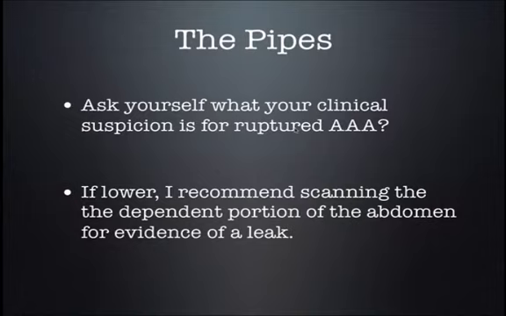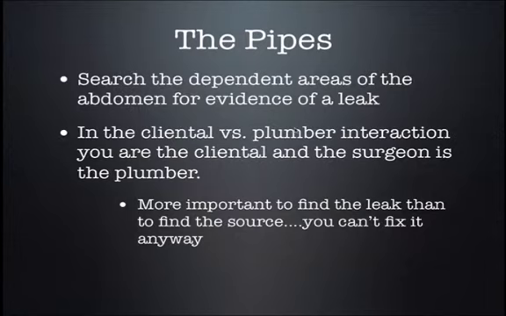If AAA is lower on your differential diagnosis, I recommend starting out with a routine scan of the abdomen or performing a FAST exam. So we're going to just search the dependent areas of the peritoneal cavity. And if you go along with that picture that I showed you just a moment ago of the water all throughout this person's house, and you consider that clientele versus plumber metaphor, as emergency physicians or as the acute care physicians, we are effectively serving as the clientele, and the surgeon will be the plumber. It's our job to find evidence of that leak and then call the surgeon who could come in and fix it. We don't really care so much about exactly where that leak is coming from unless it's a AAA.